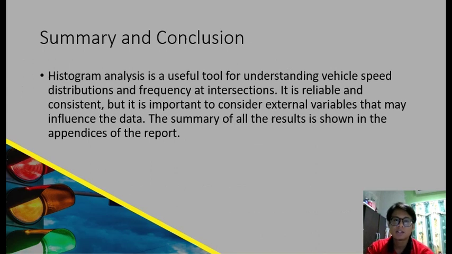Lastly, summary and conclusion. Histogram analysis is a useful tool for understanding vehicle speed, distribution, and frequency at intersections. It is reliable and consistent, but it is important to consider external variables that may influence the data. And the summary of all the results is shown in the appendices of the report.